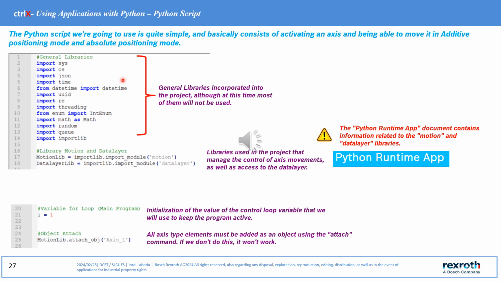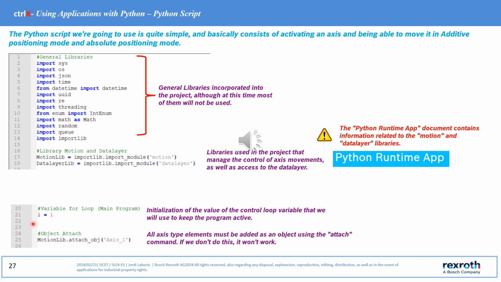In the first part of the script, we have the general libraries, although some of them we are not going to use, at least for the moment. The following two libraries, motion and data layer, are important, which allow us to generate the axis movement and access the data layer data. There is a document called Python Runtime App, in which the instructions of these two libraries are detailed.